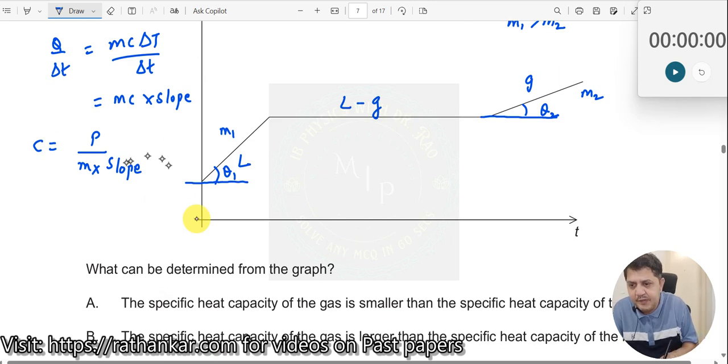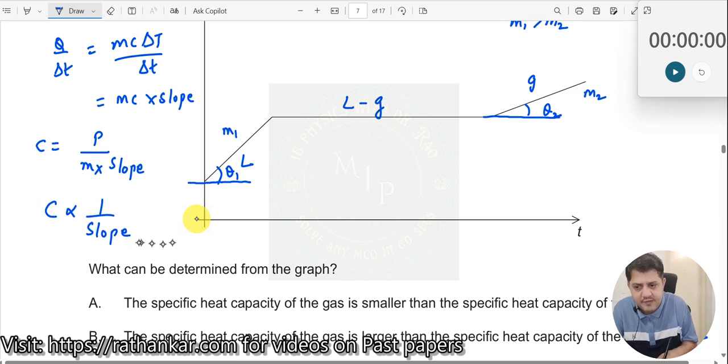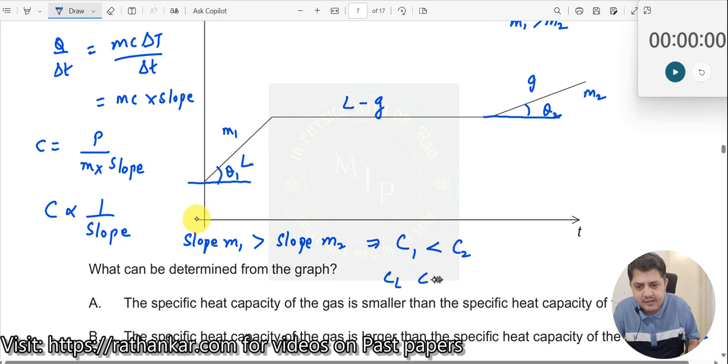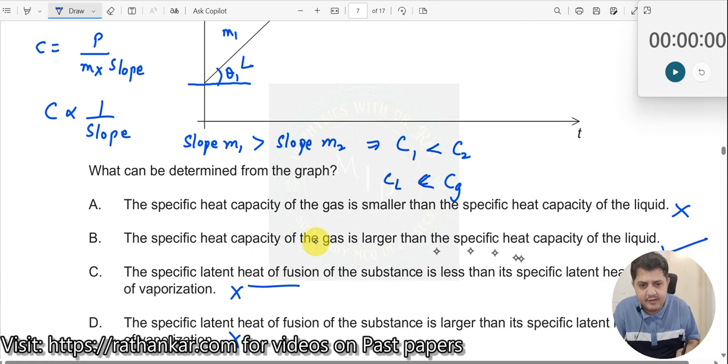Now see, this P is constant, m is constant. So c is inversely proportional to slope. That's what I can say here, which means what do we understand? Slope m1 is greater than slope m2, which means c1 is less than c2. What is c1 here? This is c liquid. So c liquid is less than c gas, or c gas is higher than c liquid. That's what has been given over here.